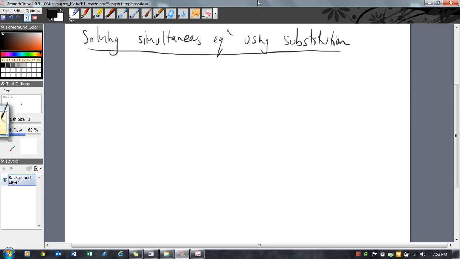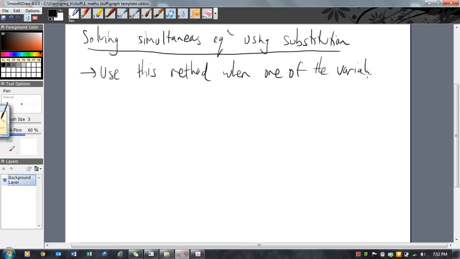Of the two methods that I'm going to show you, this one's the slowest, but probably the one that people make least mistakes on. So usually those two things go hand in hand. I'm going to recommend that you only use this method when one of the variables, one of the unknowns, is given. What I mean by that is that you have x equals something, or y equals something.